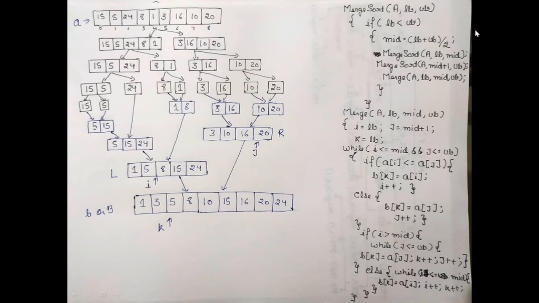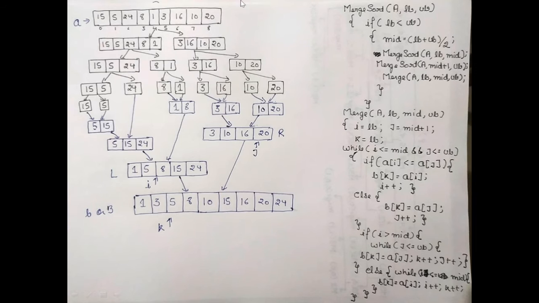Okay, so let's move ahead. Now we have this array A. I will first mark the lower bound as index 0 and the upper bound as index 8. When I call this function merge sort, I will pass three parameters. First is this array A, which I want to sort using merge sort. Then the lower bound equal to 0 and the upper bound equal to 8.